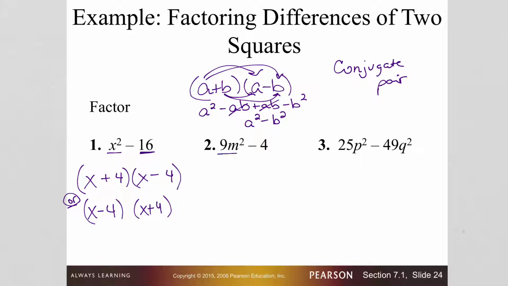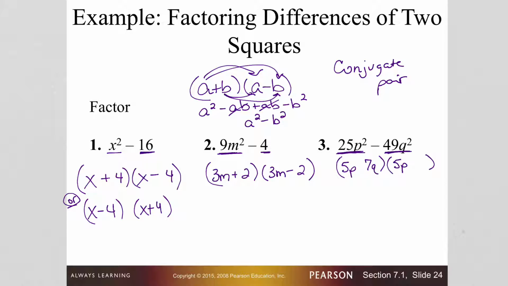Alright, so take a look at this. Take the square root of 9m, you get 3m, put it there and there. Take the square root of 4, ignore the negative, take the square root of 4, you get 2 and 2, and remember one is a plus and one is a minus. Okay, so check this out. Take the square root of 25p squared, you get 5p, you're going to put it there and there. Take the square root, ignore that sign, of 49q squared, you get 7q, and one is a plus and one is a minus. And you're done.